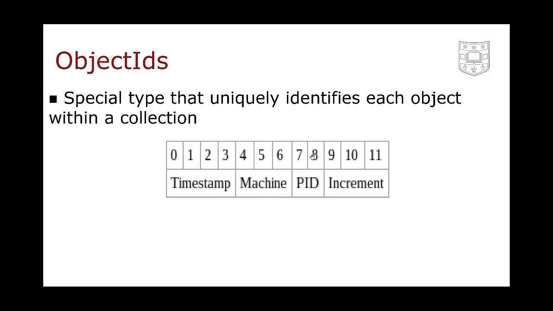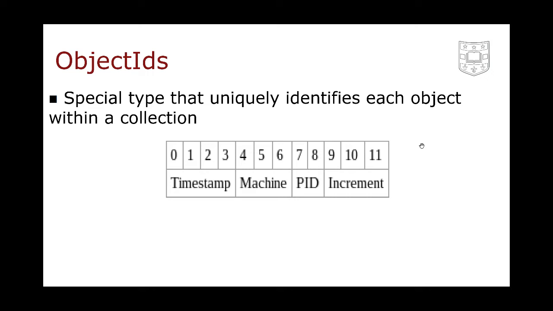The process ID exists for similar reasons that the machine ID is included, right? Within a single machine, I could have multiple processes running at the same time that could potentially insert a document at the same time. So using the process can help distinguish that. But then why is this counter here? That's maybe the most confusing one. Why do I have a value that's just counting up? That seems a little odd, right? It's a tricky thing to think about.